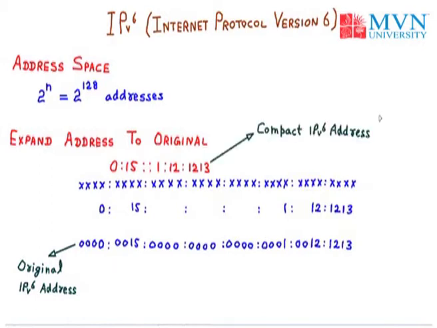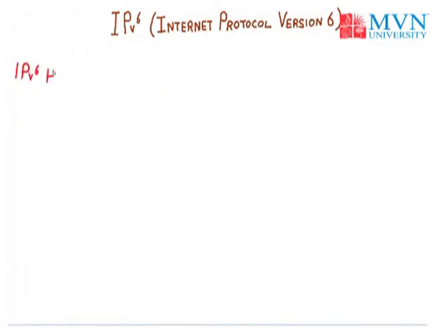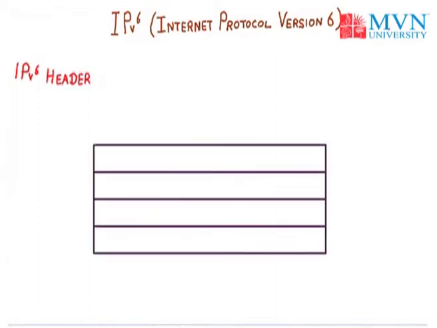So now we will discuss the IPv6 header. We will start with the IPv6 header. Same as IPv4, IPv6 has a particular header which is of length 32 bit. So now we are going to draw the complete header of IPv6. The IPv6 header is of 4 particular rows.